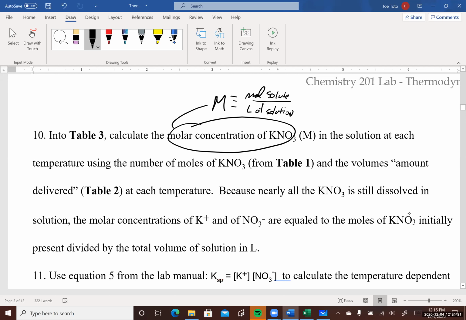All right, 15, in table 4, convert the average temperatures to Celsius, Kelvin, and 1 over Kelvin. You can do that. Then they want you to calculate the corresponding delta G's given those KSPs that you calculated using the ice table and just taking the solubility squared. So you can plug it into that formula and generate 5 delta G's for those 5 different saturation temperatures. 17.